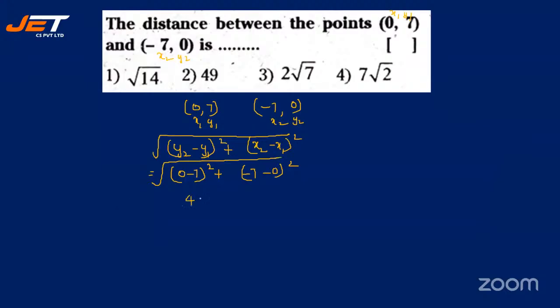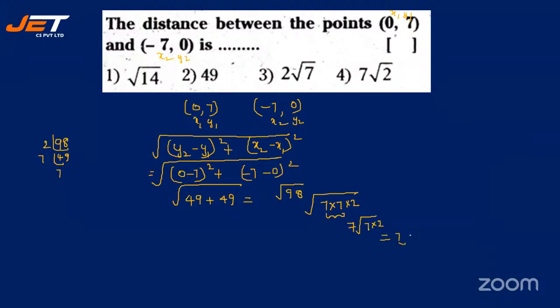So 7 sevens are 49 plus 7 sevens are 49. So I get 98. So root 98, right? Let's factorize this. 2 fours are 8, 2 nines are 18. So 7 sevens are 49. Now how can I make this simpler? 7 into 7 into 2. So when you have two numbers inside the root, one can come outside, right? The other one, I can write as root 7 into 2.